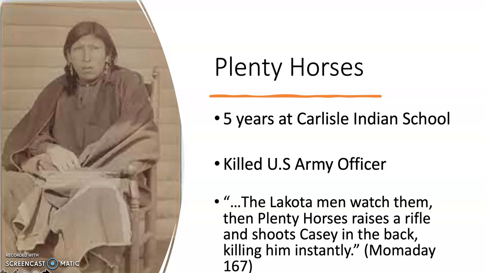The quote that I chose from The Moon in Two Windows comes from page 167. "The Lakota men watch them. Then Plenty Horses raises a rifle and shoots Casey in the back, killing him instantly." I chose this quote because it clearly describes the actions that Plenty Horses took and what ended up happening to the officer.